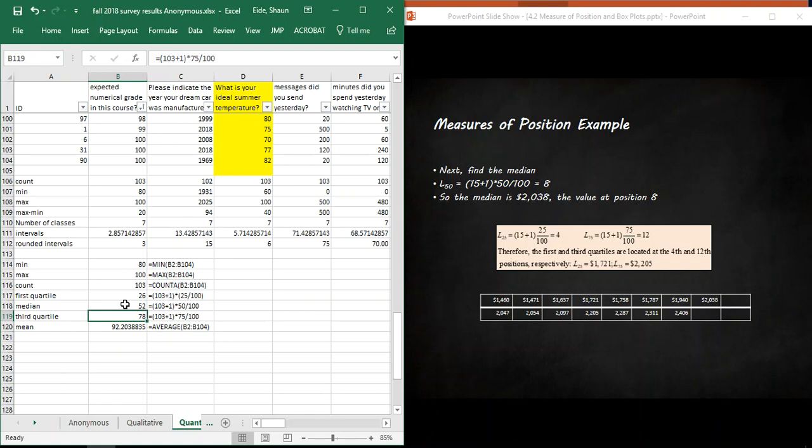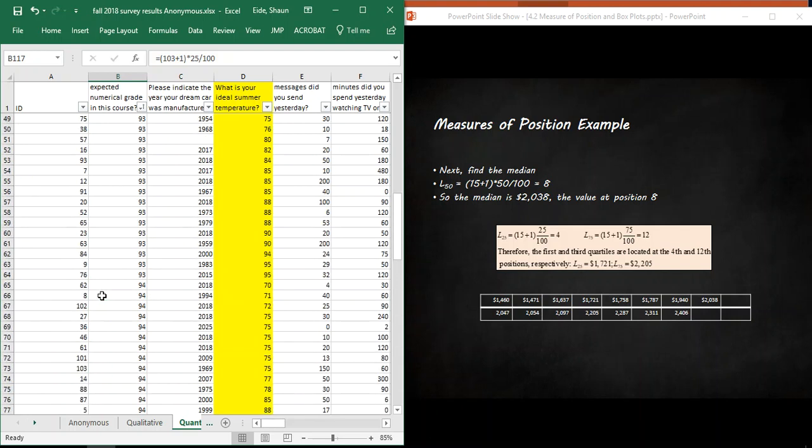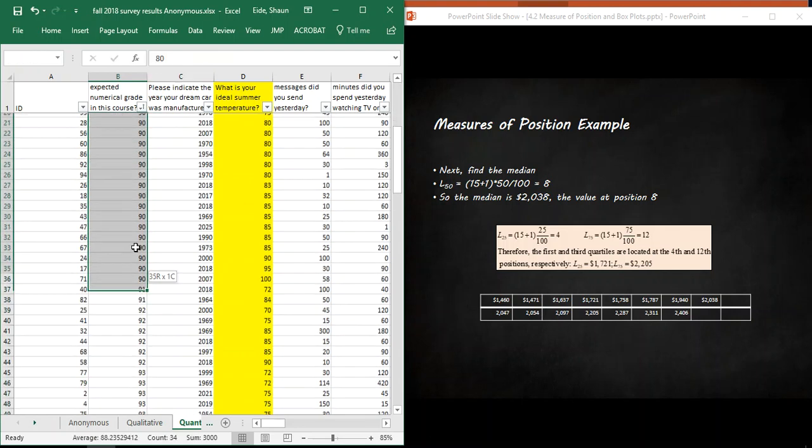And then equals 103 plus 1 multiplied by 0.75, and that gives you 78. So what we're looking at here is the position of where the first quartile value is. We've got to find the 26th value, okay?